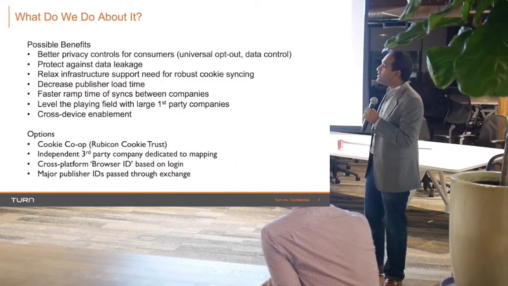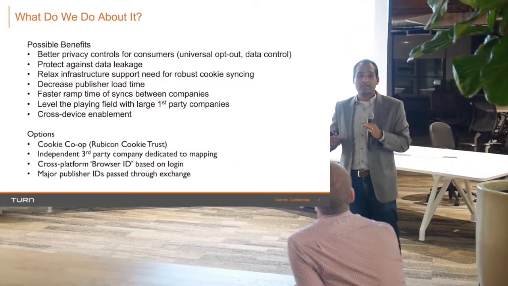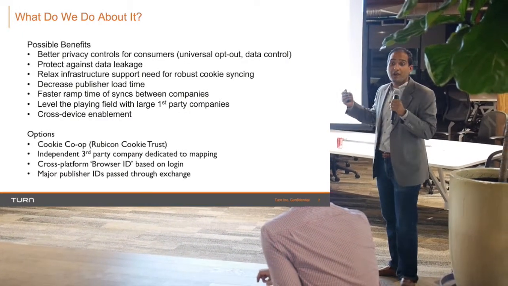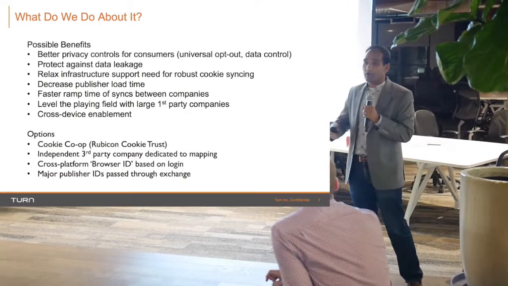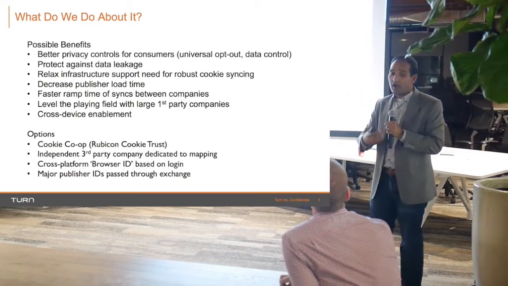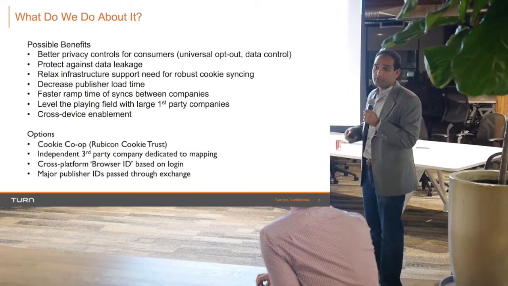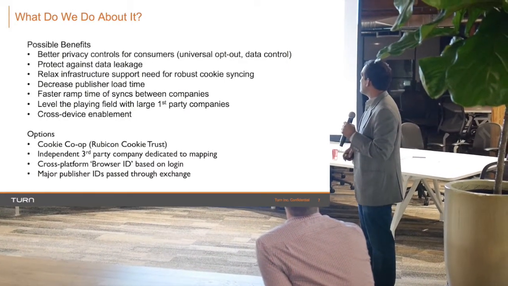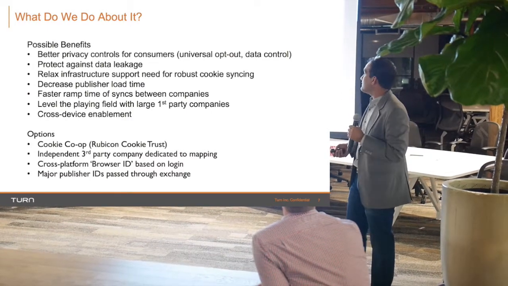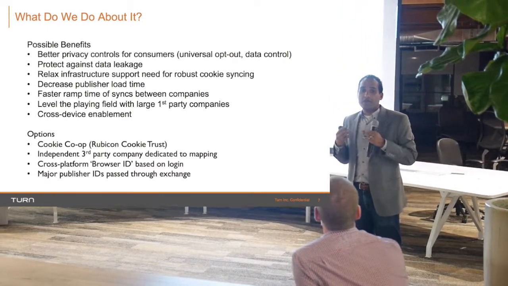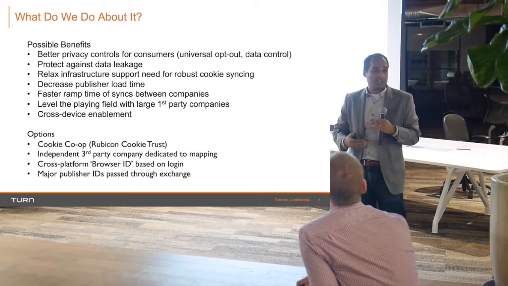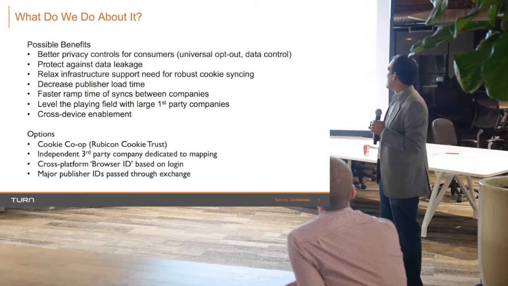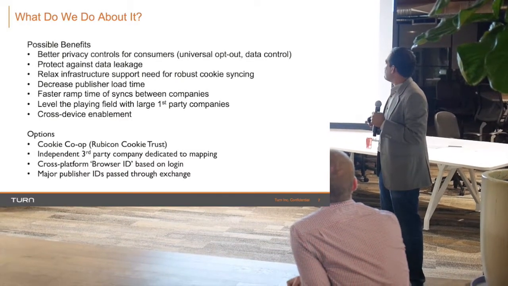So if we were able to design a better way to sync, there would be better privacy controls for consumers. There could be a universal opt-out. People who don't want to be tracked can just opt out across the board, across all the different platforms, all the data. That's more data control. You could protect against data leakage. You could relax infrastructure support. Because of all these fires, these pages need to load really fast, and that causes companies to need more infrastructure support.